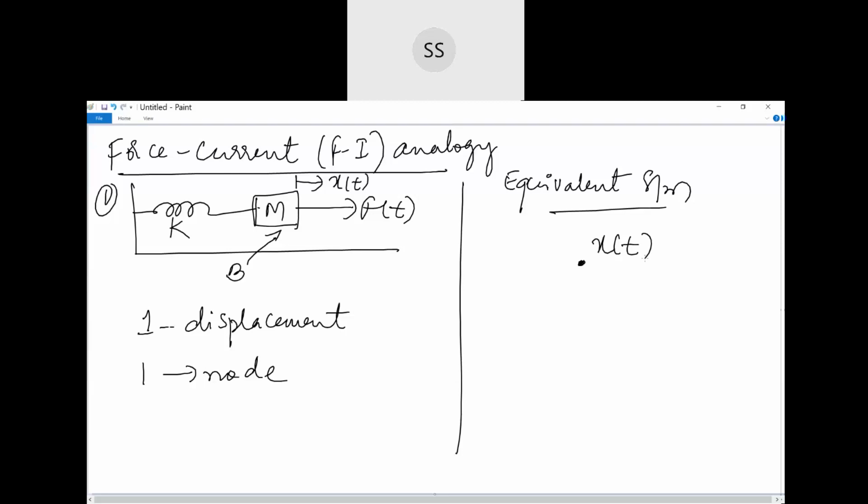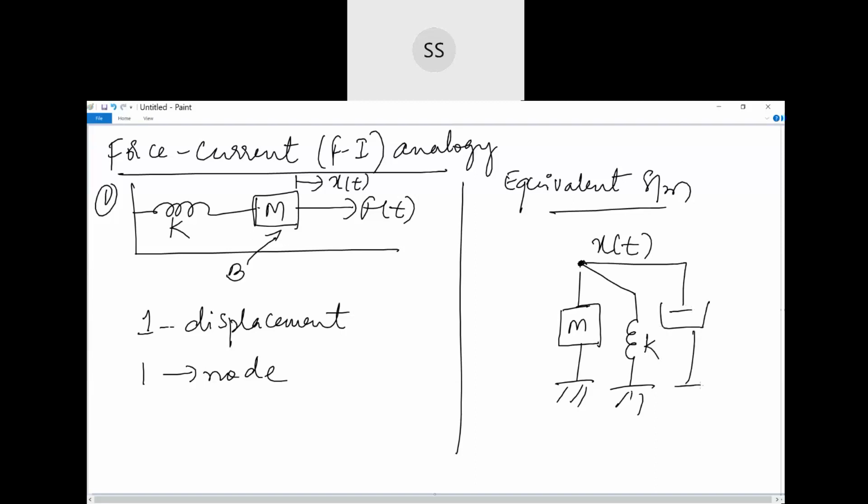So now spring, mass as well as B, they are connected in parallel because they all come under the influence of this displacement. So K, and then we have the friction element, this is B. So next the applied force F of t.